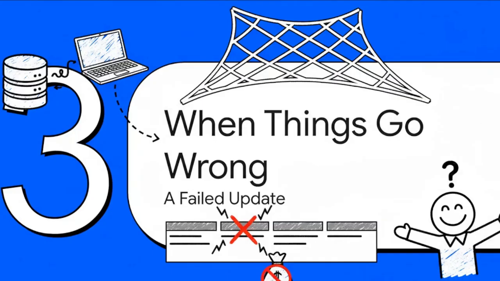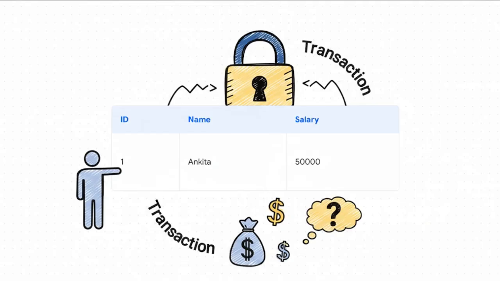All right, theory is great, but let's see this safety net in action. We're going to try to give an employee a raise, but we're going to deliberately put a mistake in our code, just to see how the transaction protects our data when things go sideways. So here's our starting point. We've got an employee, Ankita, ID number 1, and her current salary is $50,000. Now keep that number, $50,000, in your head.